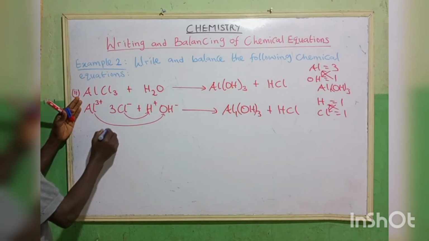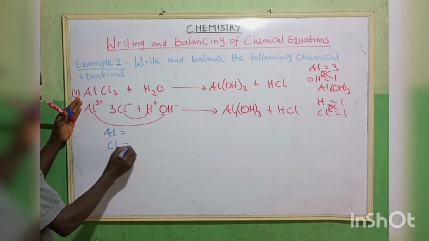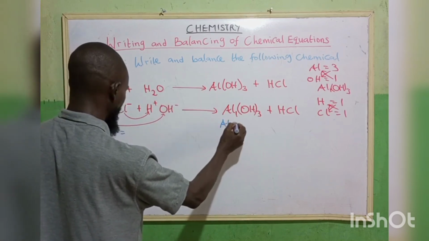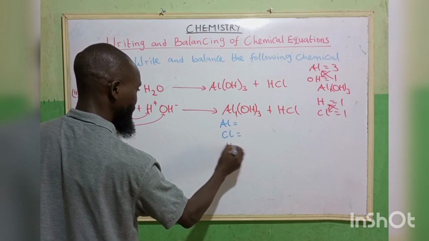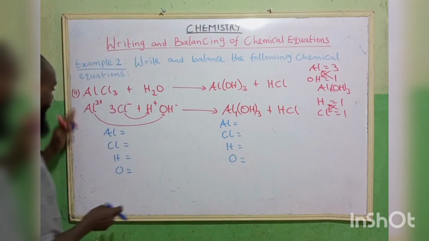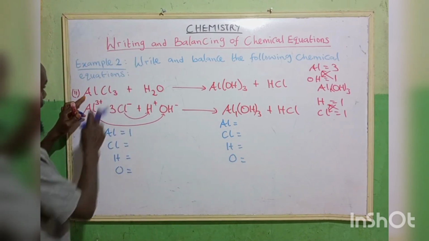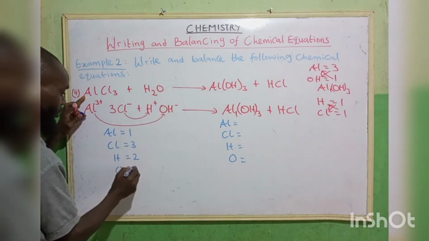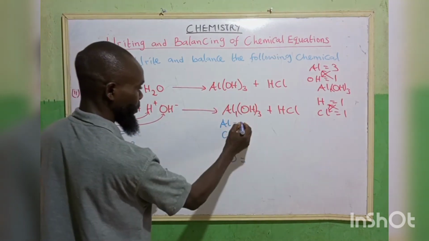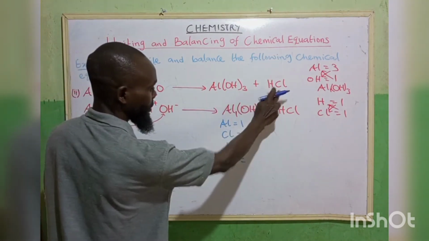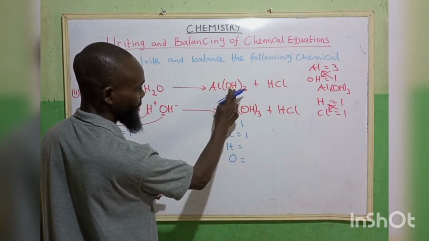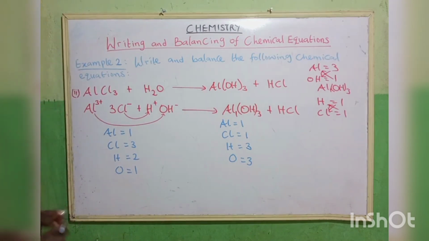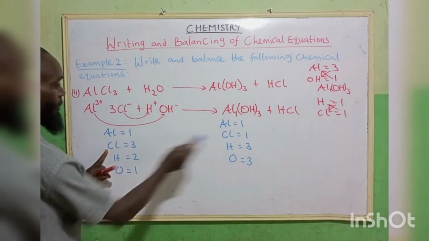We have the elements here: aluminium, chlorine, hydrogen, oxygen; aluminium, chlorine, hydrogen, oxygen. So how many aluminium do we have here? We have 1. How many chlorine? We have 3. Hydrogen, 2. Oxygen, 1. Now come here. Aluminium, 1. Chlorine, 1. Hydrogen here is having 3. The oxygen here is having 3. So what changes here? Chlorine is different here. We have 3 here, we have 1 here.